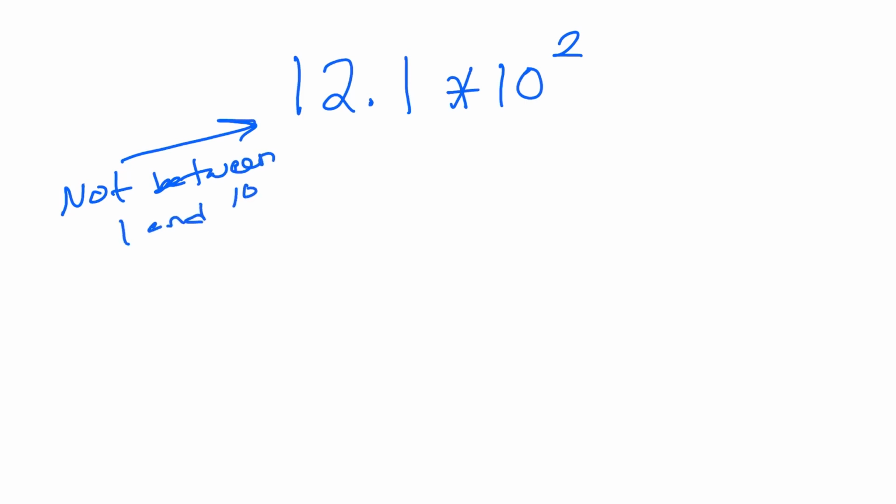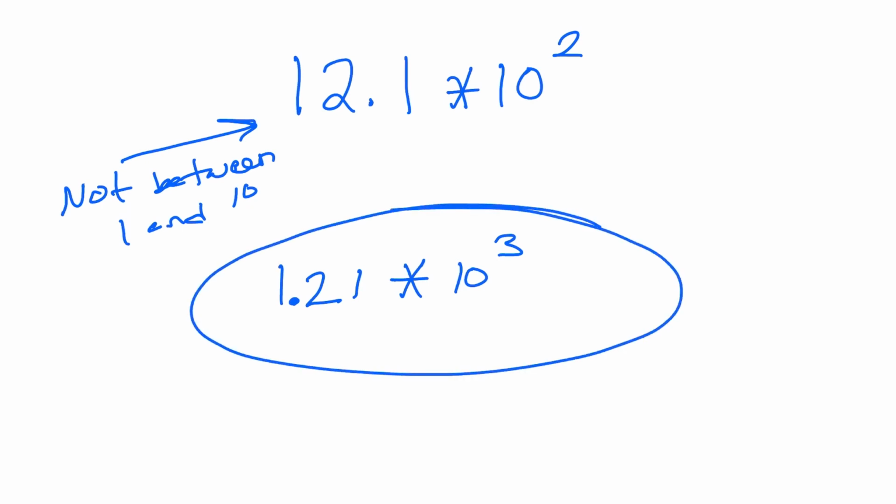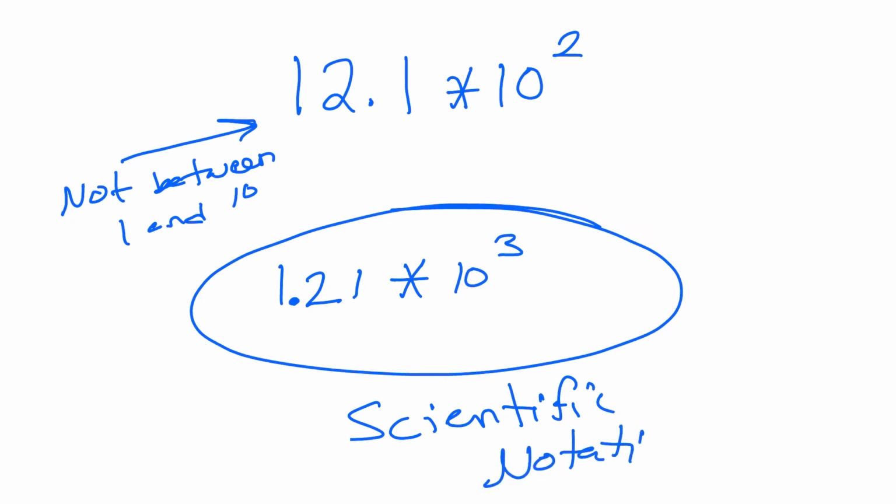Instead, we'd have to write it as 1.21 times 10 to the third power. So we've moved the decimal point over one place, so we added 1 to the exponent. And now 1.21 is between 1 and 10, so it is written in scientific notation.